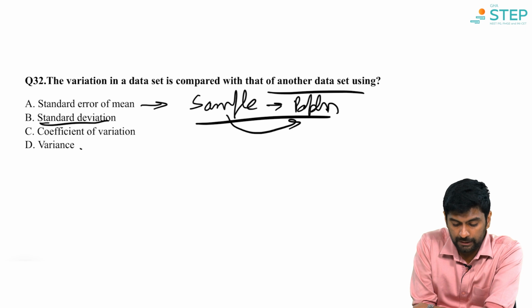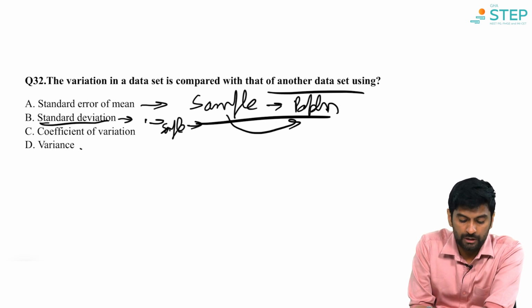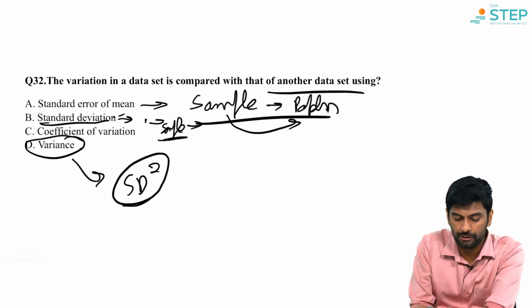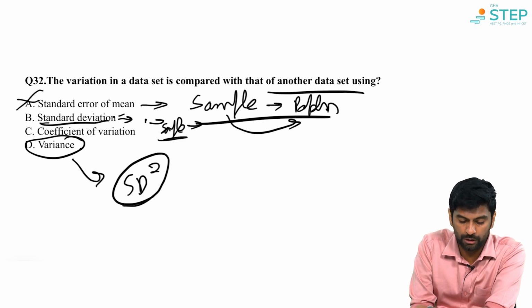Standard deviation checks how much a specific value is deviating from the sample mean, so it is within the same sample as well. Variance is standard deviation squared, so again it does not have a direction, it is just the squared value of the standard deviation. So standard error of mean is ruled out, standard deviation is ruled out, variance is ruled out.